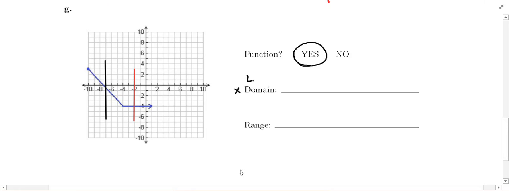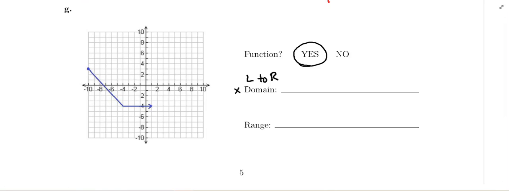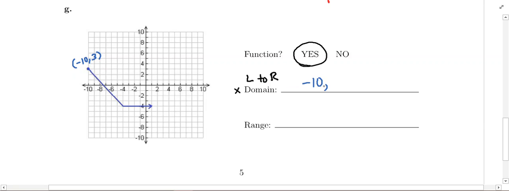We're going to work from left to right. So we're going to start and find our leftmost point. The leftmost point on this graph is right here, this closed circle. It has coordinates -10, 3. Since we're doing domain, we need to write down the x value of that point.